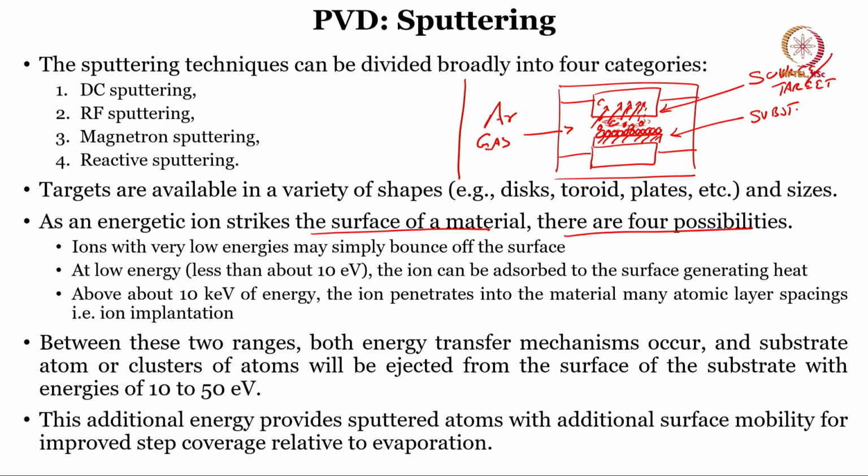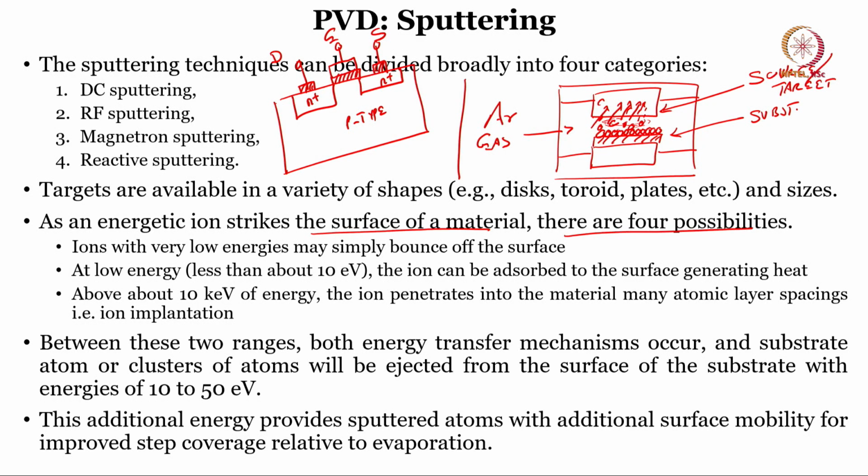At high energy, about 10 kilo electron volts, the ion penetrates into the material many atomic layer spacings, forming ion implantation, right. Ion implantation or diffusion is used for the MOSFET, you know, if we want to create source and drain, and of course there is a thin layer of oxide which we call a gate oxide, on which you have a gate, right. This N plus or P plus, depending on what kind of MOSFET you want to fabricate, you have to use the diffusion technique or the ion implantation technique. So, when the energy of the ions is very high, then instead of dislodging atoms, ions will get implanted into the substrate, and that is what we call ion implantation.